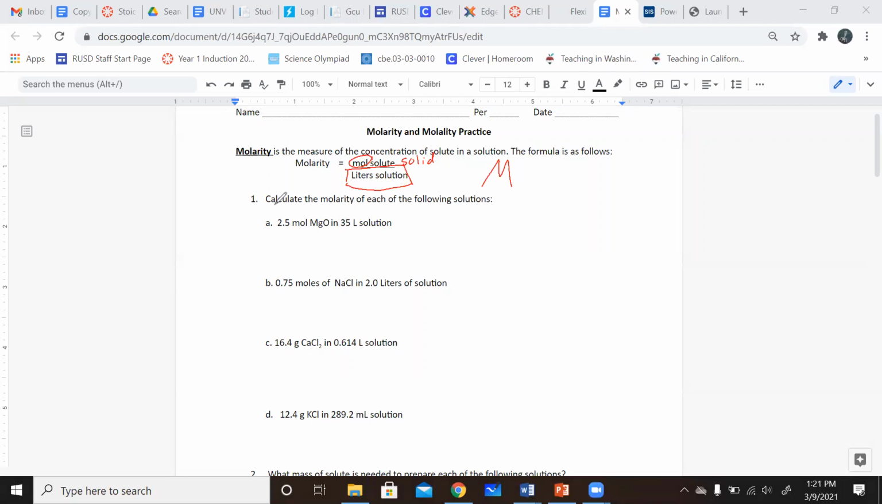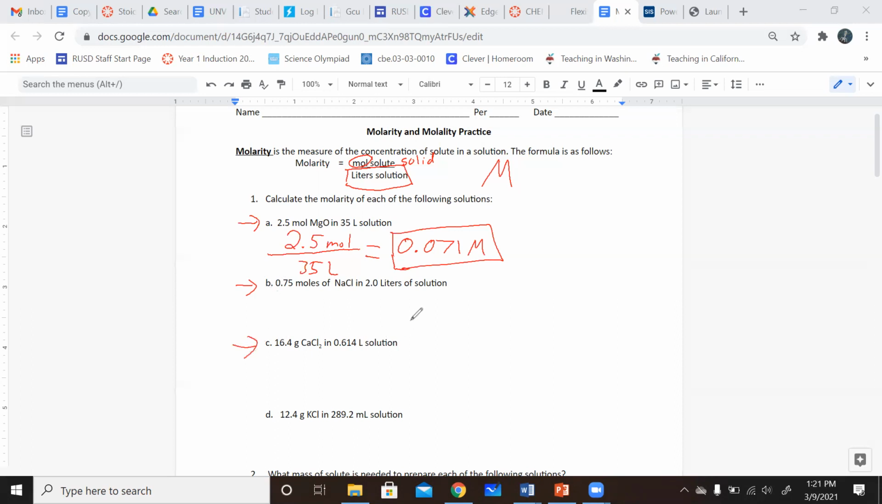So as I went over in class, if you're given information in moles and liters, it's very, very simple. Like for this one, you would do your 2.5 moles of MgO over 35 liters of solution, and you would divide that, and then you would get your molarity, which ends up being 0.071, I believe, molar. Okay, so that's going to be your answer for that one. Number two, letter B is much the same.